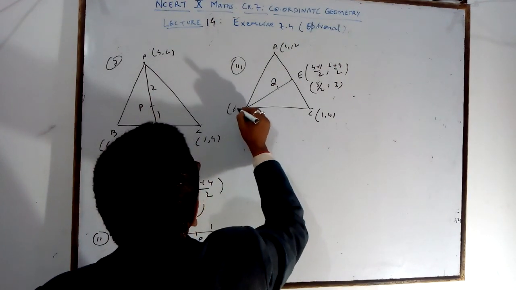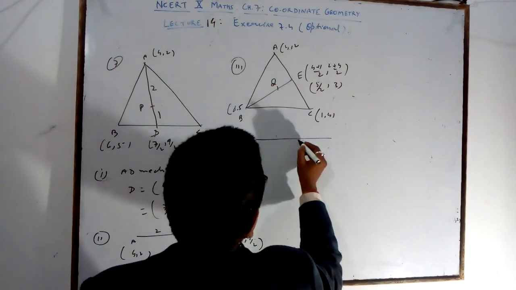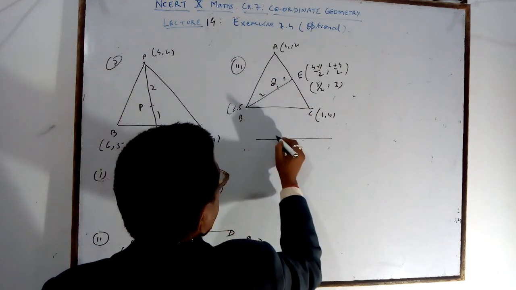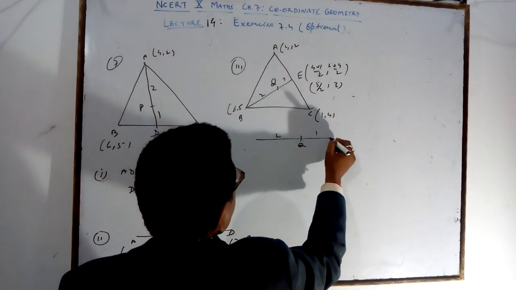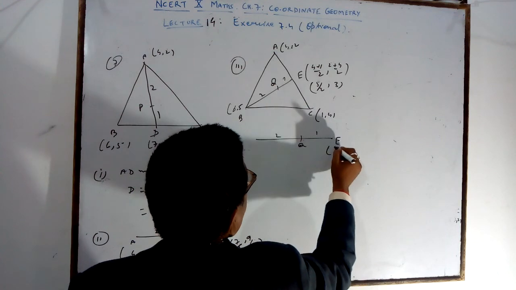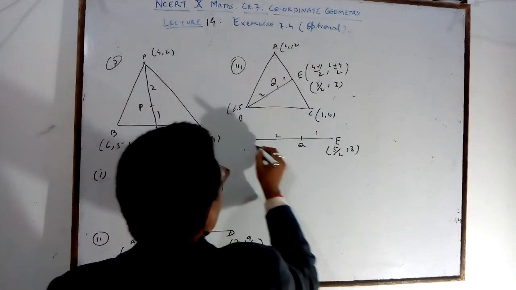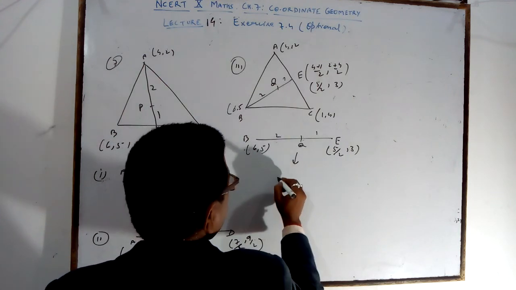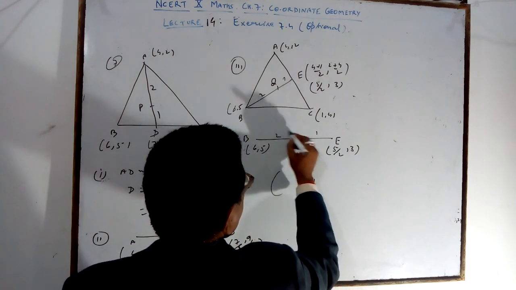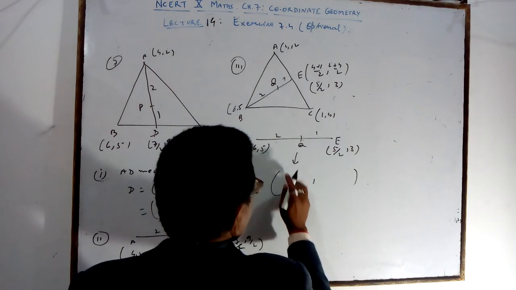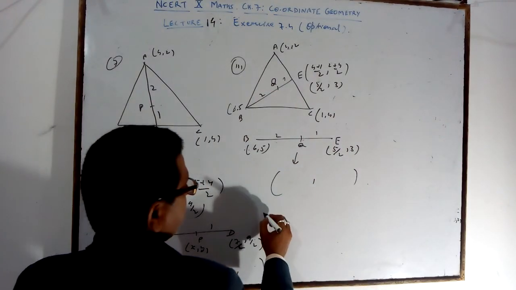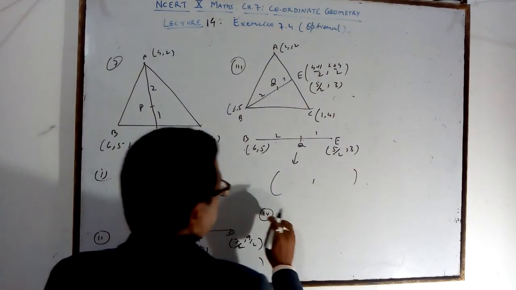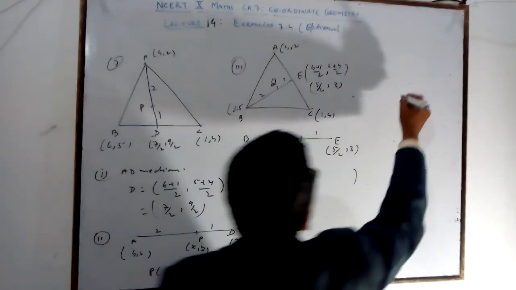B is given as 6, 5. Again you apply the section formula. It is given 2:1. Here you write E as 5 by 2, 3, and here 6, 5 is B. So the coordinate of Q will be found by the section formula, m1 and m2, and then you will get the coordinate of Q. Same thing for the next one. The third part has one more part.